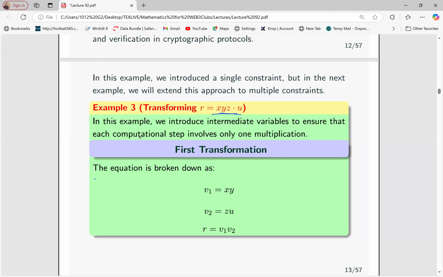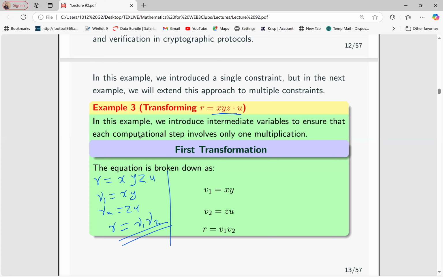So we have our output, R is X, Y, Z, U. There are several ways. One may want to say let V1 be XY and let V2 be ZU, so that finally R becomes V1 times V2. Now we've already achieved our one multiplication, because we say that a rank one constraint system must have one multiplication. We've achieved that. That is one way.